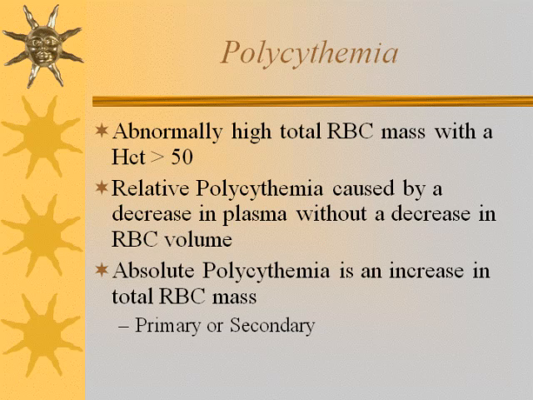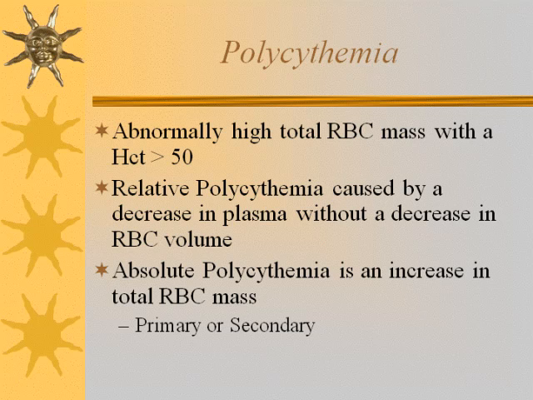Y'all hang on because we're almost done. We're switching gears here and we're going to talk about a problem called polycythemia. This is where you have an abnormally high red blood cell mass. Your hematocrit is very high, usually greater than 50.